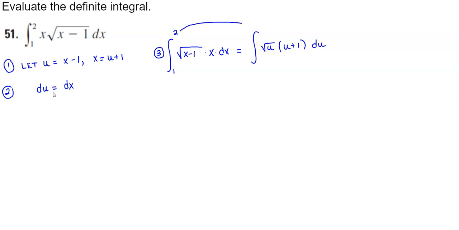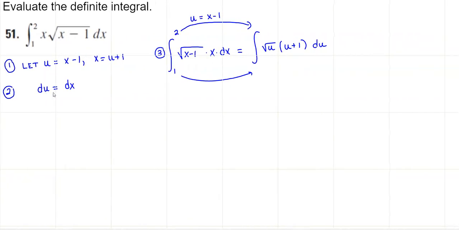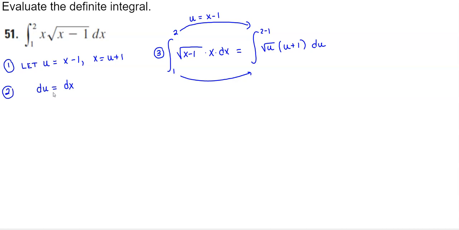Now we need to change our upper and lower bounds using the formula u equals x minus 1. In the upper bound, x is 2, so that's 2 minus 1. And in the lower bound, u is equal to x minus 1, so that's 1 minus 1. So 1 minus 1 in the lower bound becomes 0, and 2 minus 1 in the upper bound becomes 1. We know that the square root of u is u to the 1/2, and then we're going to multiply that by u plus 1 du.